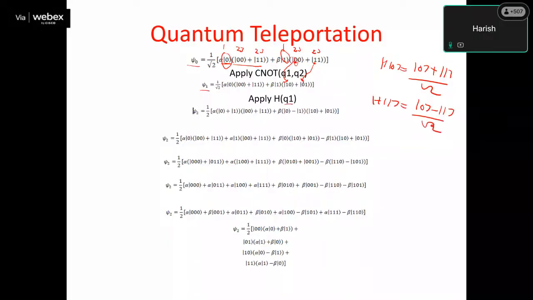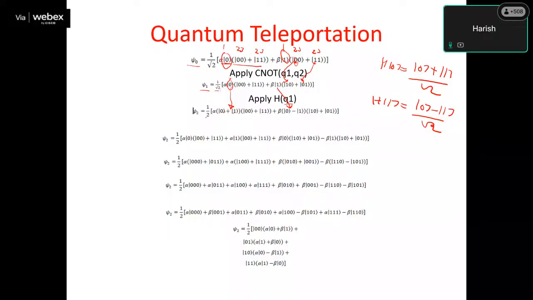Okay, just apply it on the first qubit. Here this qubit is 0, so it will become (0 + 1)/√2. The √2 we are multiplying, so it becomes 1/2. Similarly here it will become (0 − 1). So see, we have done nothing, just applied the Hadamard gate on the first qubit.